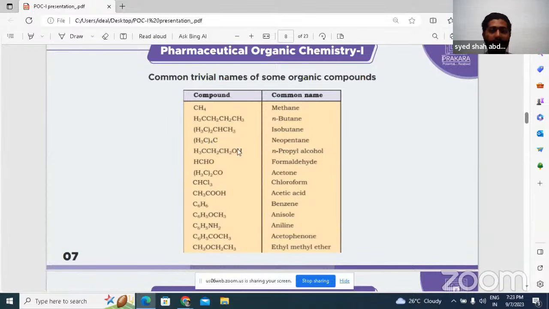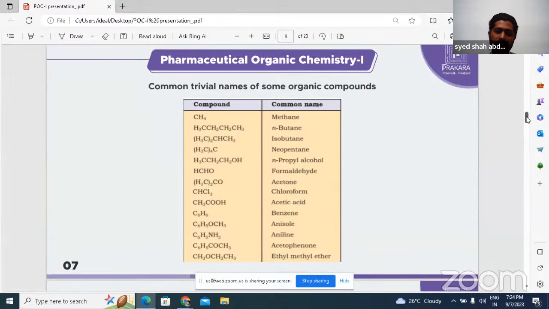Then we have n-propyl alcohol. In the IUPAC system, the suffix -ol will be added. We won't mention propyl like that, we will give propanol as the IUPAC name. So this is about the common name.